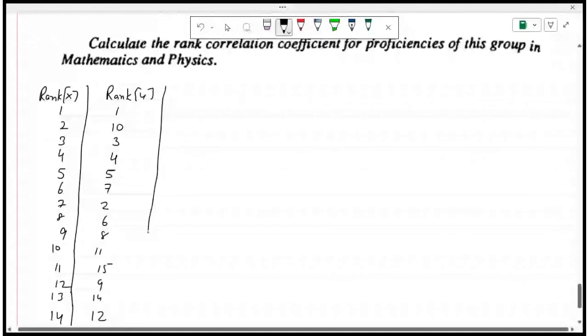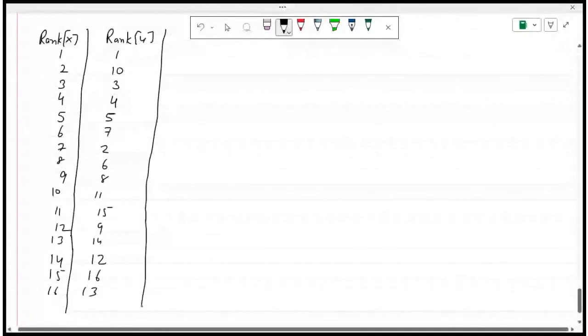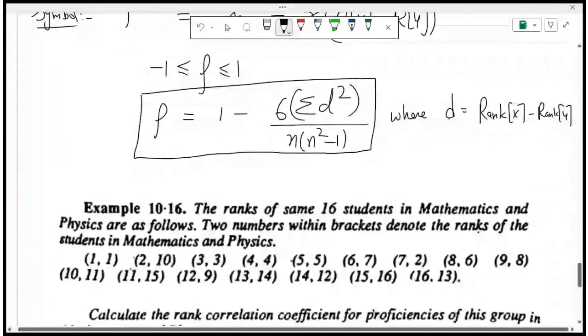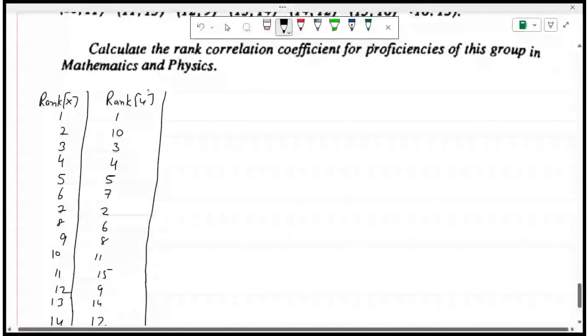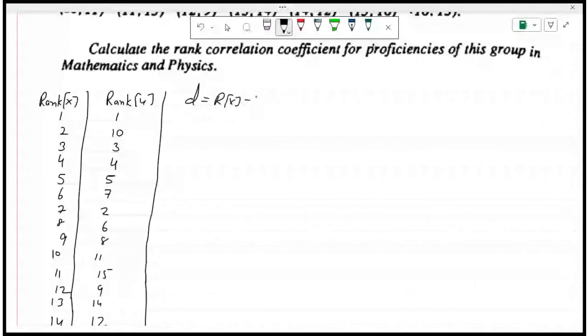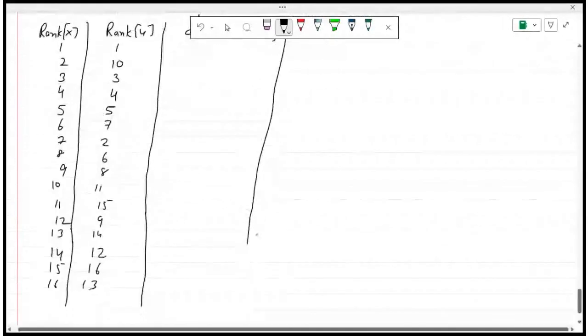Now we will see what is required in this formula for finding the correlation coefficient. The only thing we require is D and D square. Basically, we need D square. To find D square, first we have to find D. What is D? D is rank of X minus rank of Y. In short form, you can also write Xi minus Yi.